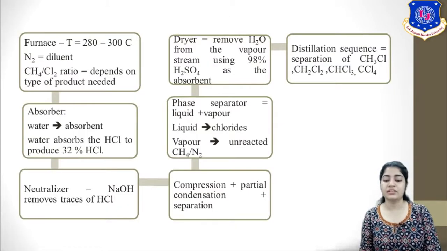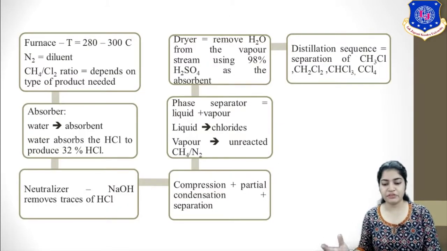Now the liquid which is obtained from the phase separator is sent to the distillation sequence, so that separation of your CH3Cl, methylene dichloride, chloroform and carbon tetrachloride occurs.